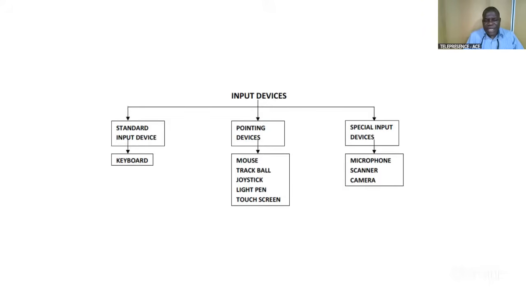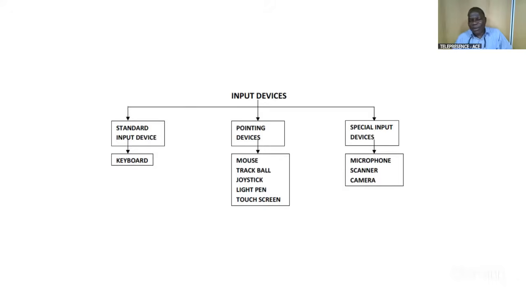Well, you have the pointing device or pointing devices. These are devices that you can use to execute some program on a computer system by pointing and clicking on those programs. You have mouse, trackball, joystick, light pen, touch screen, and so on and so forth.